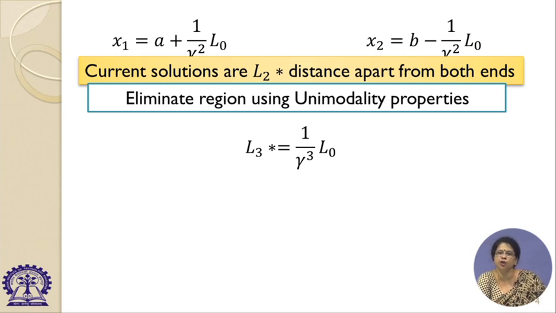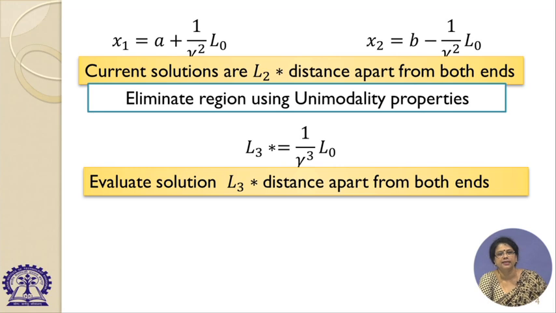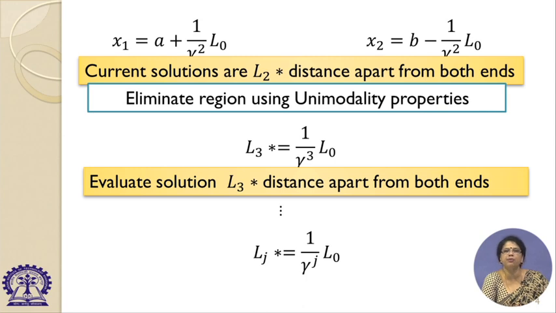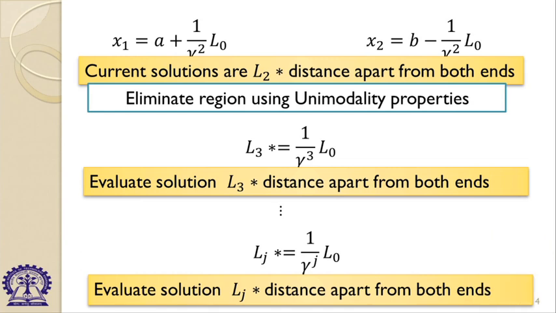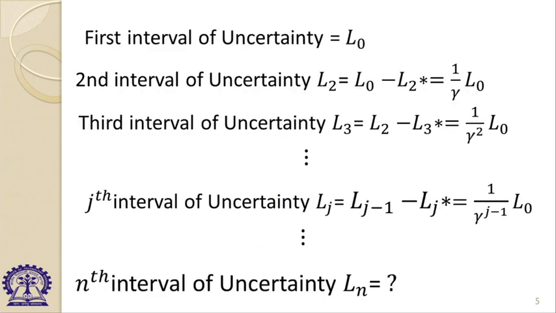Again we will use the unimodality property, again we will discard, eliminate a portion of the interval, and in this way we will proceed. How long will we go? As I said in the golden section method, the number of experiments depends on the convergence criteria. That is why if we proceed in this way, at the jth experiment Lj star will be considered. That is the pattern of the golden section method, and we will take 2 points again, that is Lj star distant apart from both the ends. In this way we will proceed. That is the golden section method.